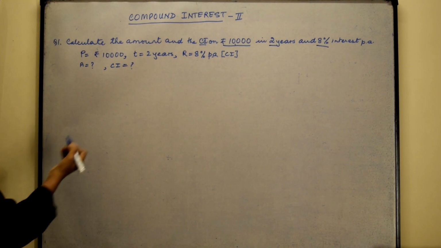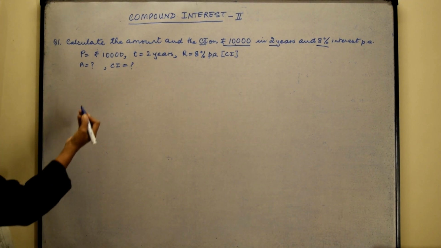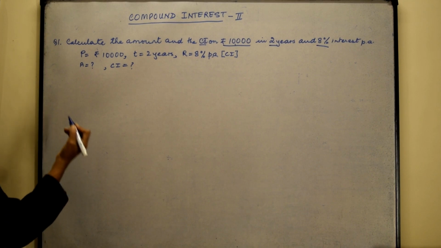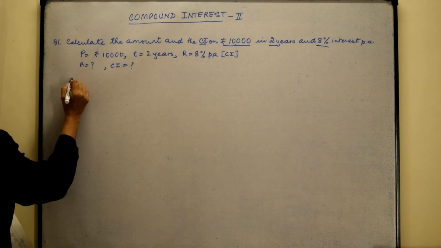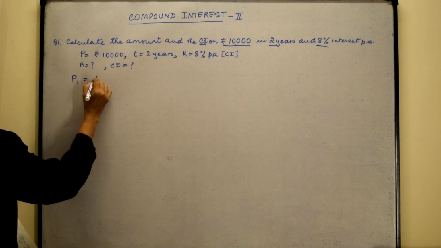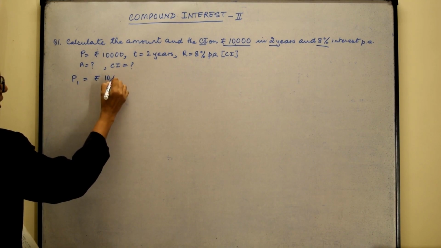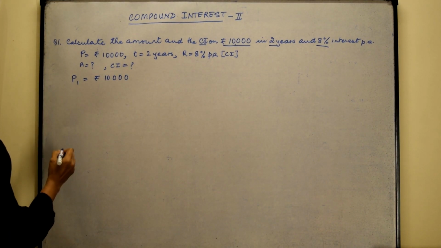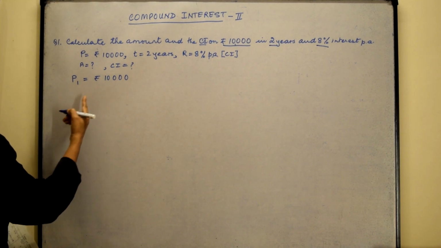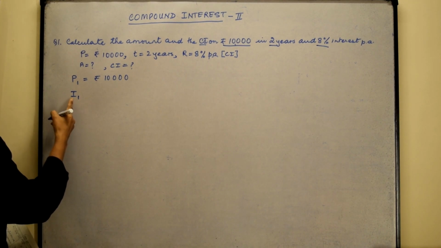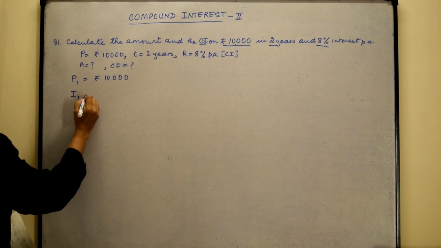So, there are two ways of handling this. One is the tabular method, the other one is the formula method. And I'll show you both. The principal for the first year, we will call as P1. Let us say that is 10,000, P1. Now 10,000 for that particular year will earn interest, which will be interest for the first year. I'll call that as I1.